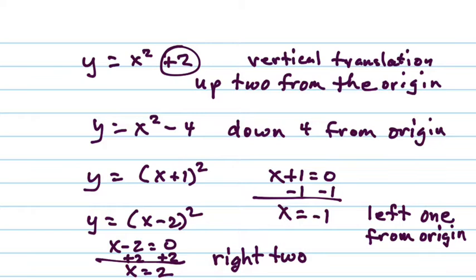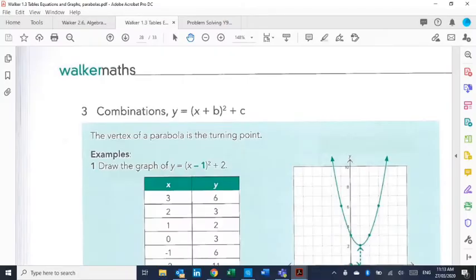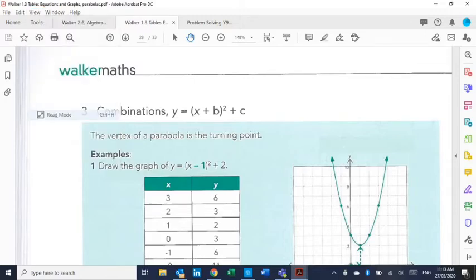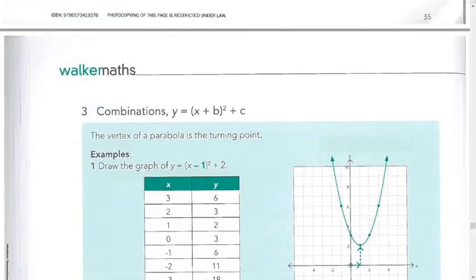And today we're going to look at what happens when we put all of this together, and then we're going to look at something called a reflection. So let's see what happens when we start putting it all together and how those graphs change. All right, so here we go. We've got, just to make this bigger, there we go. So we have combinations of the two.